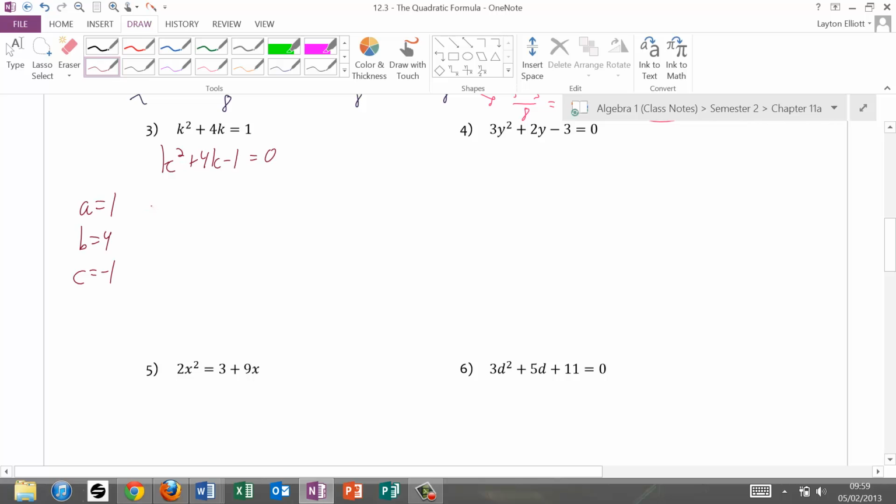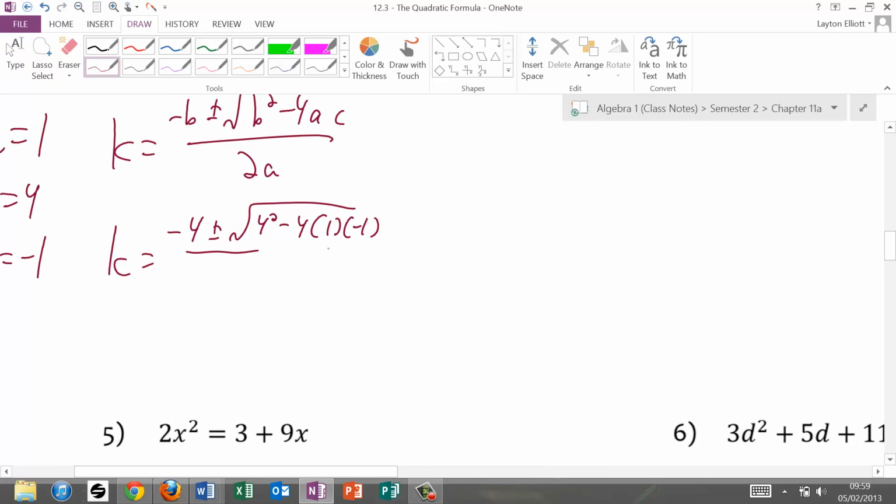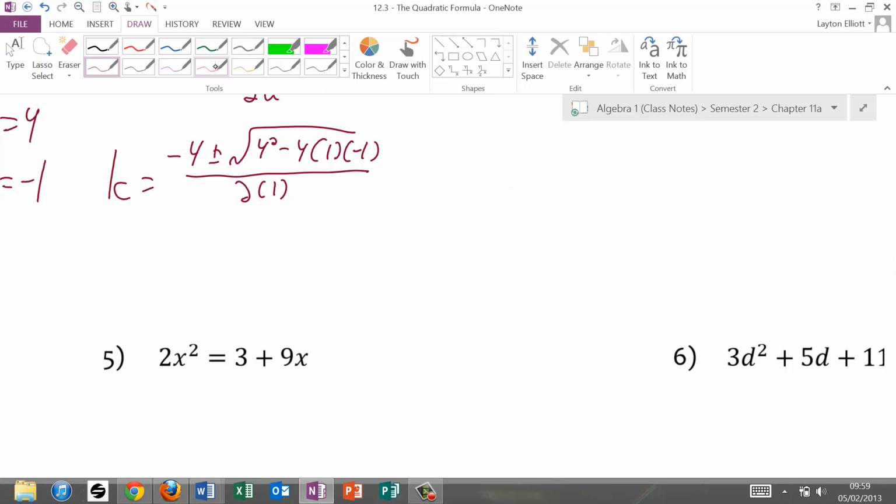We say, in this case it's not x equals, it's actually k equals opposite of b plus or minus the square root of b squared minus 4 times a times c, all over 2 times a. Do some substitution. Opposite of b is opposite of 4, negative 4, plus or minus the square root of 4 squared minus 4 times 1 times negative 1, then all over 2 times 1. It's essential you show that substitution step, especially in the early parts of this, to make sure you get everything in the right place. And now we take another step and simplify.